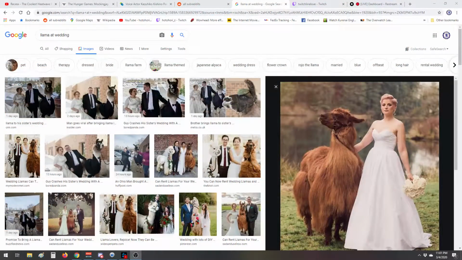The crazy part about it is that if you actually put llama at wedding into Google, the other images that pop up are hilarious. It's not just that one that pops up, but all sorts of other people. There's a whole bunch of people that apparently have llamas at their weddings.